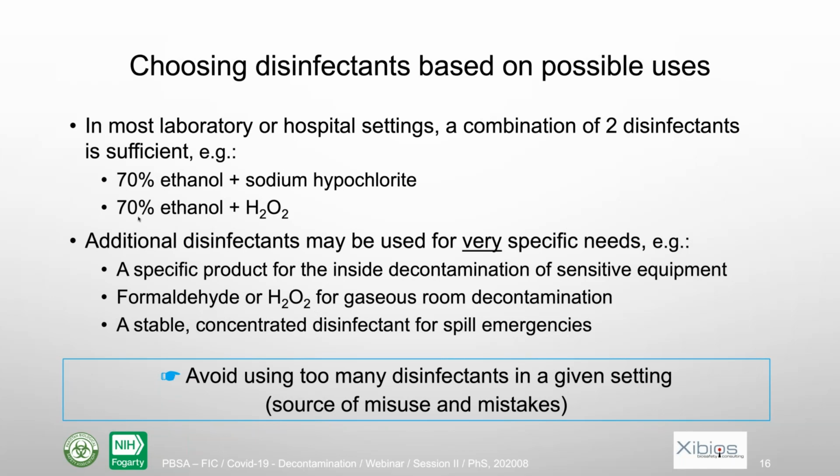Also, if you want to conduct gaseous decontamination, airborne decontamination of the room, in that case you might need another product, which could be formaldehyde or H2O2. Normally this is only done in BSL-3 labs, but sometimes in hospitals for some isolation rooms and so on, you also proceed to that. And then you might also want a more stable concentrated disinfectant if you want to have it in the spill kit, because they are more stable and they have a longer shelf life and they are easy to use in such a kit.